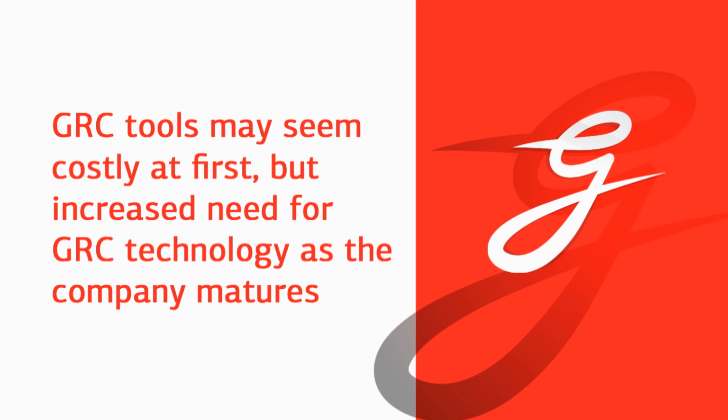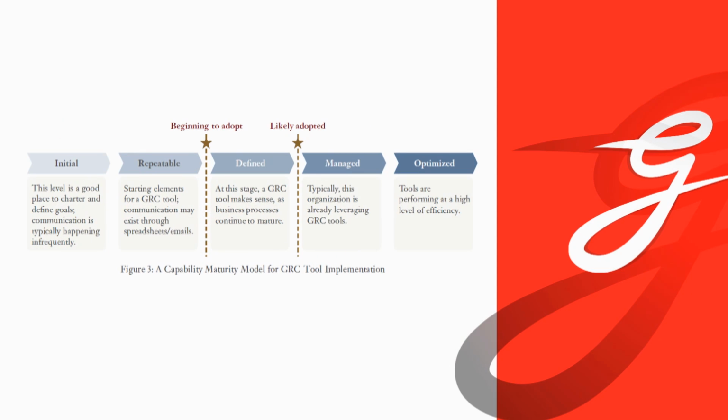The picture on the screen illustrates a simplified capability maturity model showing when tool selection and deployment are often considered. You can see that the beginning of the adoption happens between the second and third level of maturity, and most likely adopted between third and fourth level of maturity.